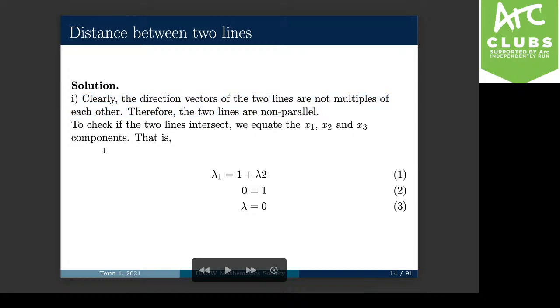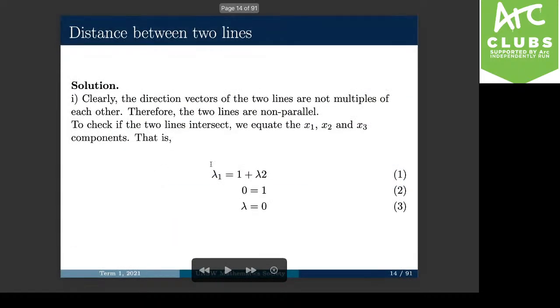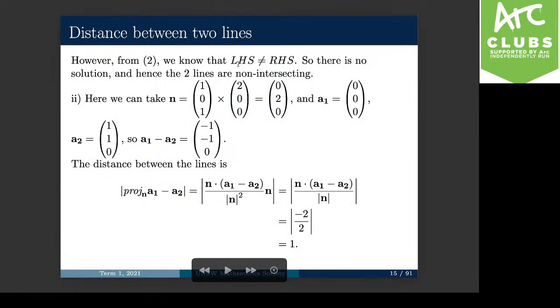And to check if the two lines intersect, as I said before, we equate the x1, x2, and x3 components. So that is lambda 1 equals 1 plus lambda 2, and then 0 equals 1, and then lambda equals 0. But from line 2, we can obviously tell there's something odd, because 0 can never be 1. And therefore, we know that the left-hand side is not equal to the right-hand side. So there is no solution, and hence, the two lines are actually non-intersecting.